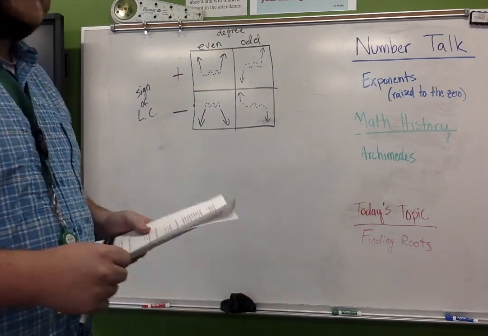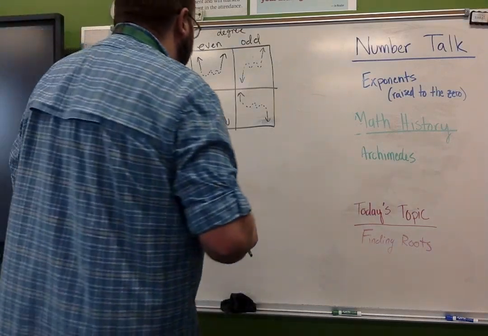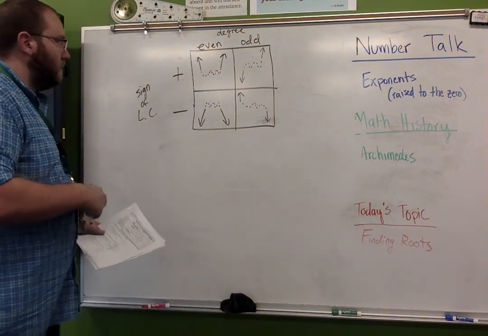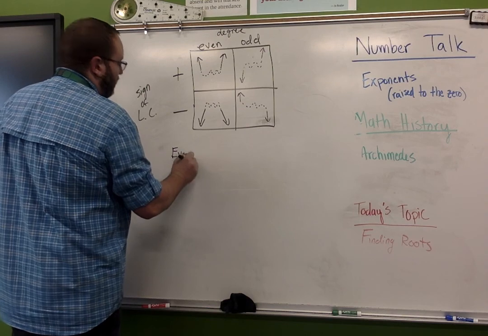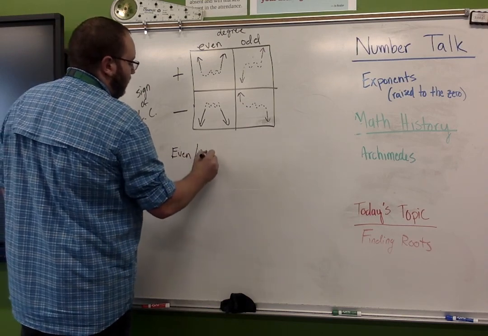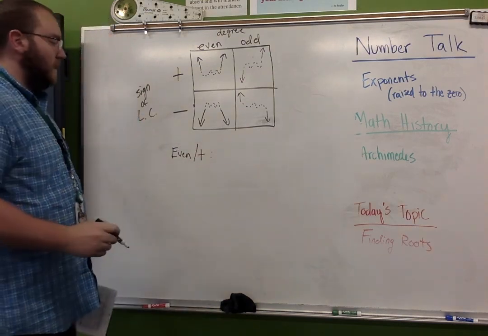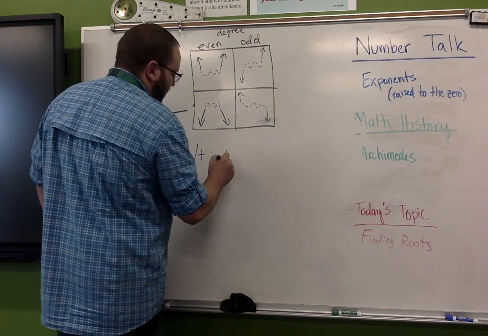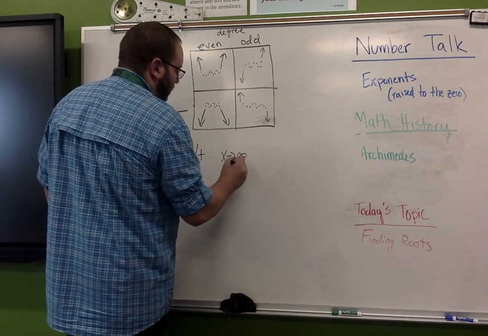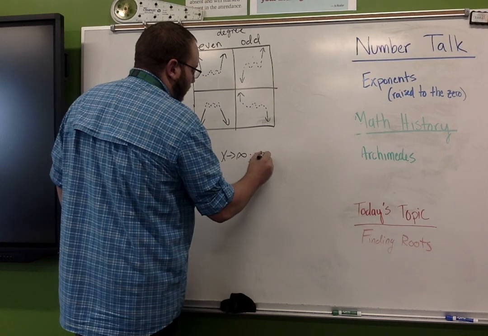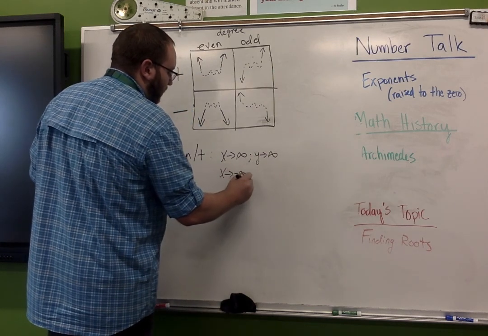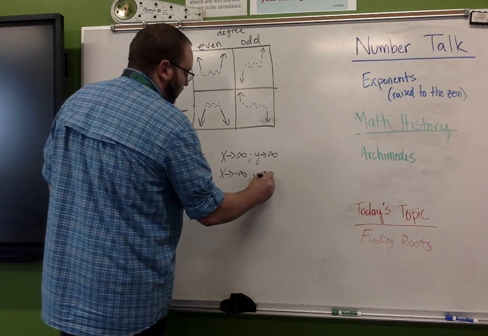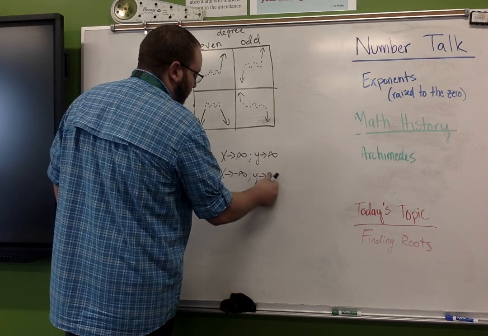What I'm going to talk about is how we write end behavior. There's a notation that we use. So when the degree is even and it's a positive leading coefficient, what we say is as x goes to infinity, y goes to infinity, and as x goes to negative infinity, y goes to positive infinity.